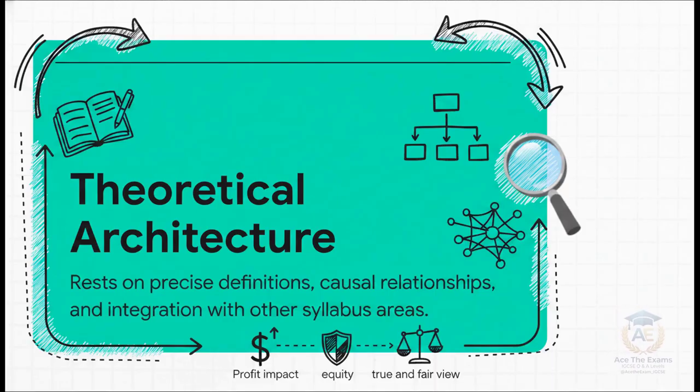But remember, this framework doesn't exist in a vacuum. It rests on those definitions, establishing clear causal relationships, and, here's the real secret, integration with other syllabus areas. Examiners explicitly note that candidates who reference cross-topic connections achieve significantly higher marks. You have to be able to explain how recognizing a provision directly impacts profit, equity, and the true and fair view of the financial statements.